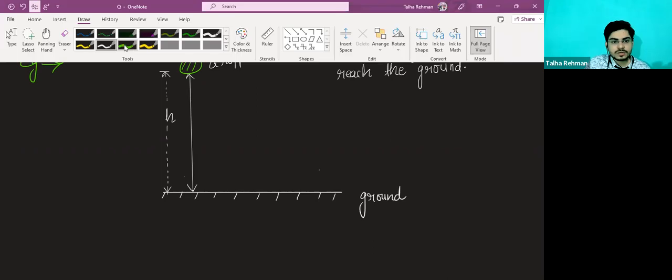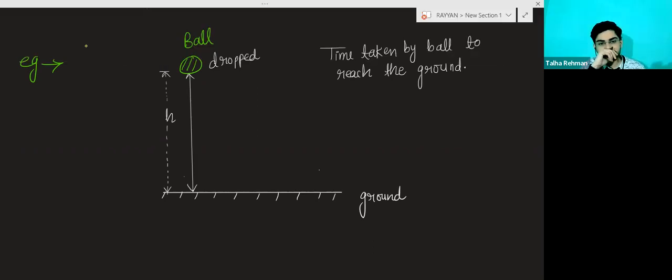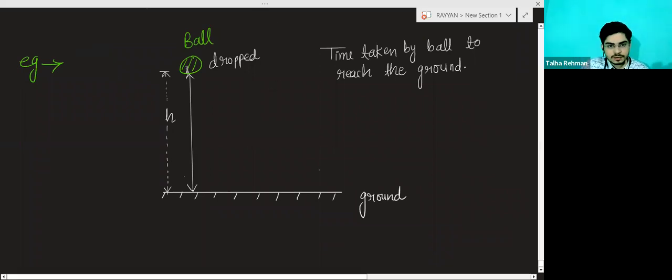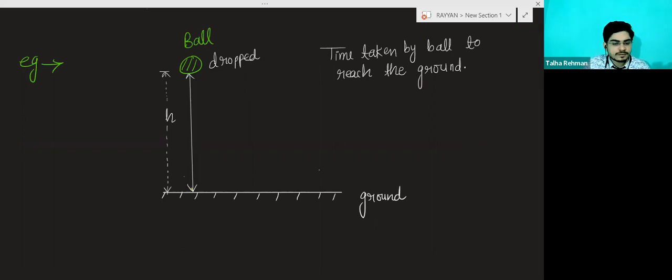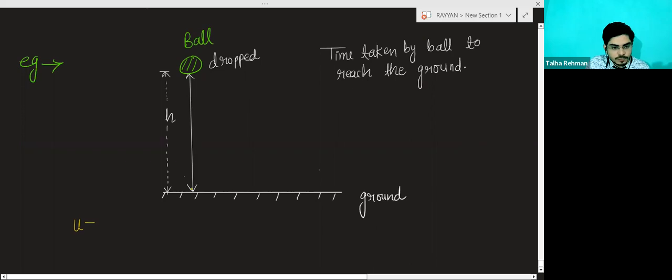So how can we solve this question? We will use the equations of motion. Now you can see the motion of the ball from here to here. Observe the motion when the ball is just dropped and when it has just reached the ground. So you can take the initial velocity. What will be the initial velocity? The initial velocity of the ball is equal to 0.